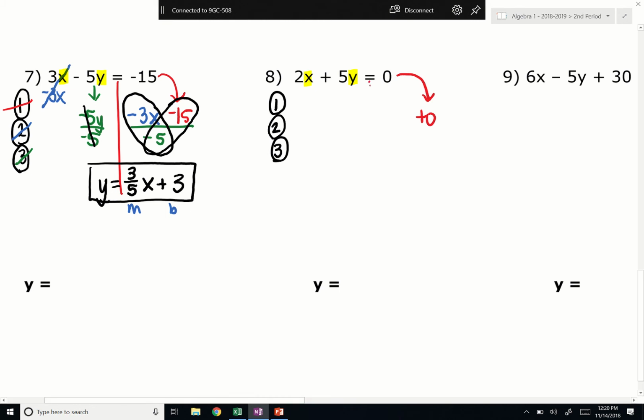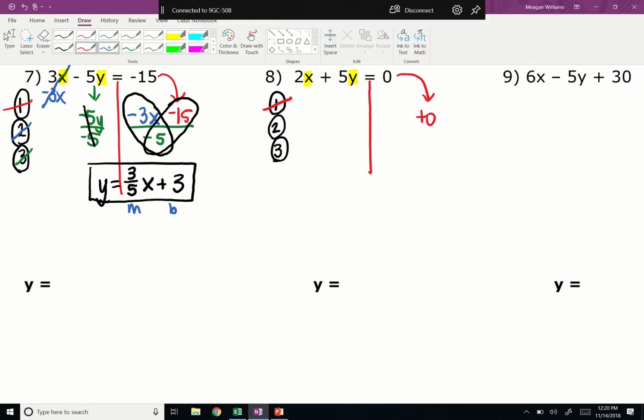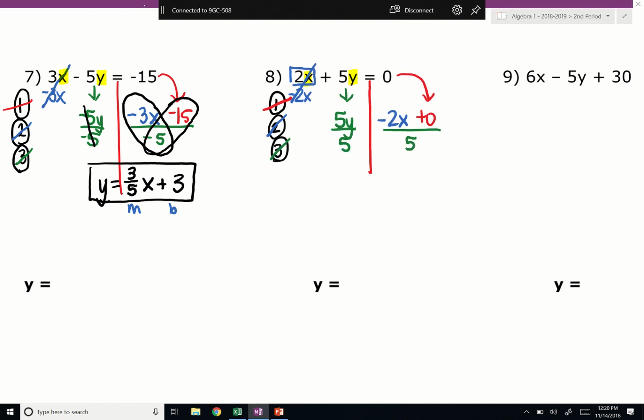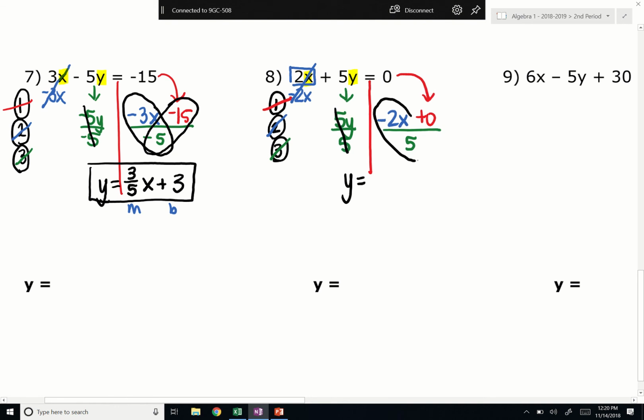Okay. So I spaced it out. That's step 1. What do I always move? My x's. So how do I move a 2x? Good. Whatever I do to one side, I'm going to do to the other. Great job. And then my last step is to drop and what? Good. So 5 divided by 5 cancels. I get y equals. What's negative 2 divided by 5? Good.